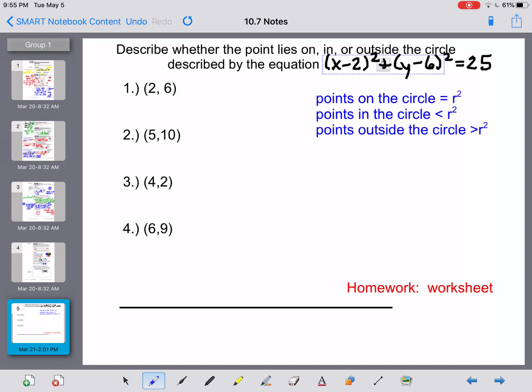So it says describe whether the point lies on, in, or outside the circle described by this equation. Okay, so I have this equation. We can graph it because we know how to graph it. It has a center of (2, 6), has a radius of 5, but we have these 4 different points. Do they lie inside the circle, exactly on the circle, or are they outside the circle?